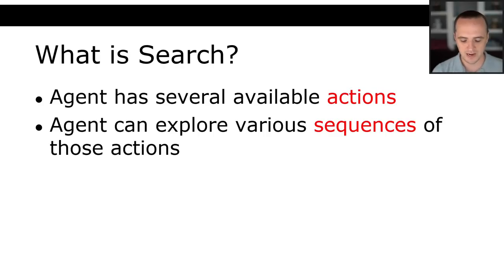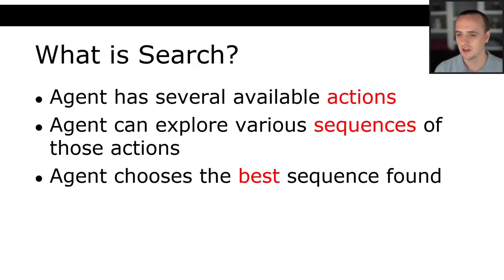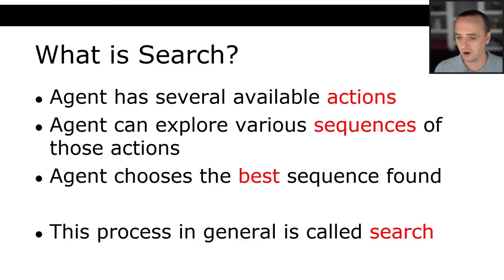So the agent is going to try a number of sequences of those actions, and then, based on all of the things that it tried, it's going to choose the best sequence that it found, and best here meaning that its performance measure was maximized or the cost was minimized. And this process, in general, is called search.